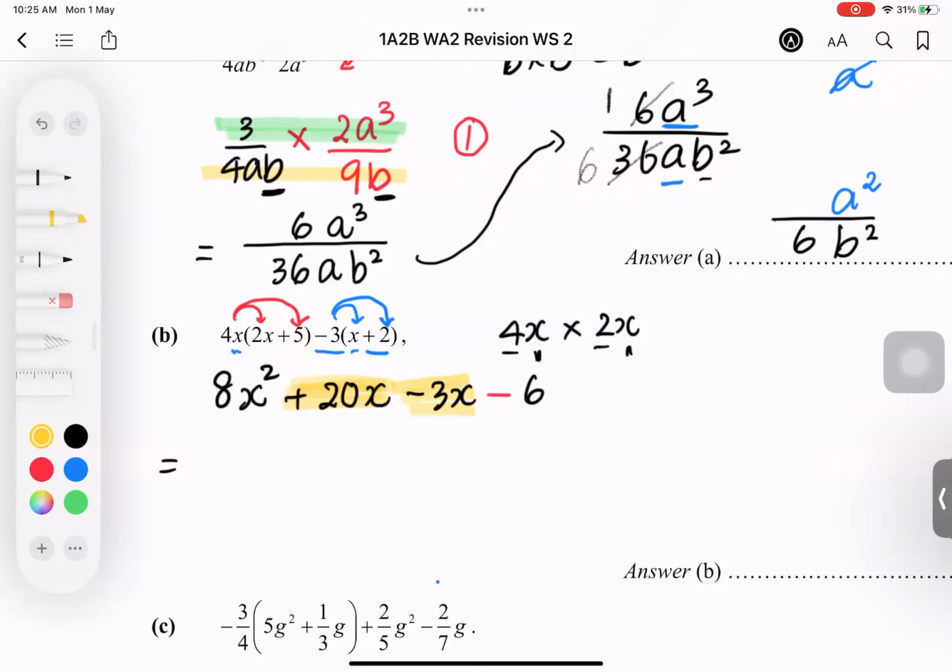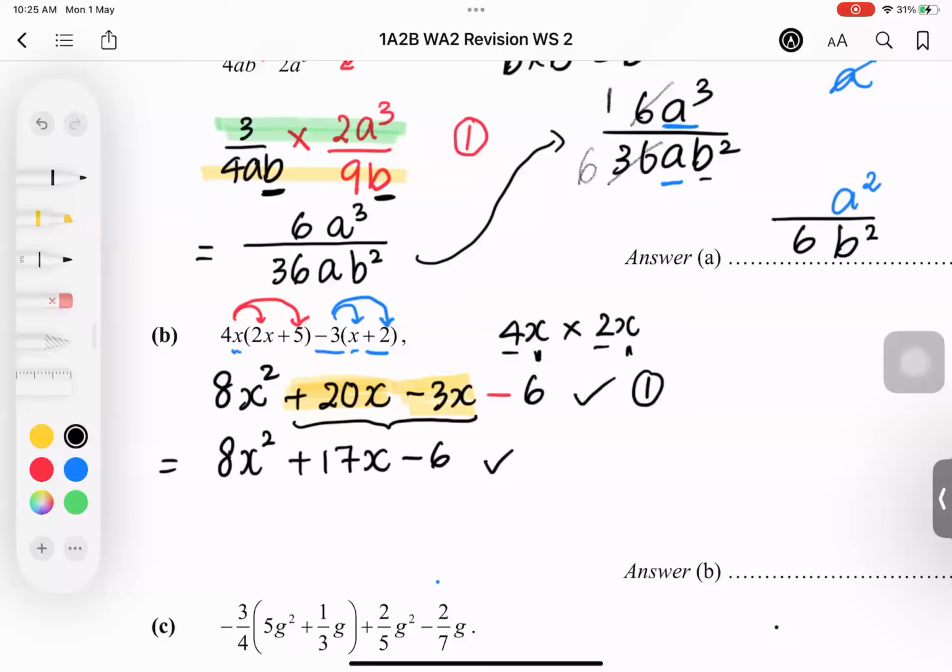So we can only group these two together. This one is not the same, so we leave it. These two we group together. 20 minus 3, positive 17. Then minus 6. So this one is the answer. Okay, working 1 mark, answer 1 more mark.